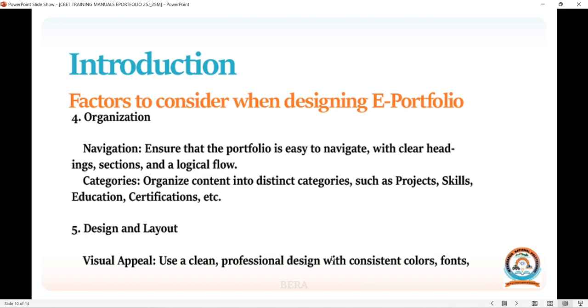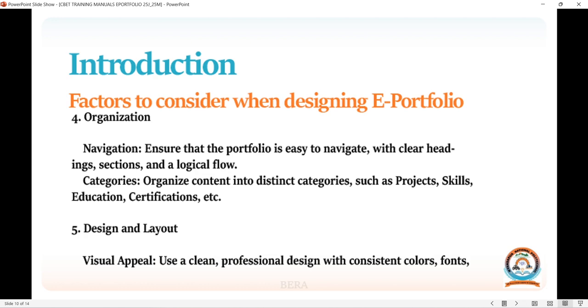And then how are you supposed to organize? What factors are you supposed to consider when you organize your e-portfolio? Organization is another factor. So navigation: your e-portfolio should be easily navigated around. Ensure that the portfolio is easy to navigate with clear headings, sections, and logical flow. Then categories: organize content into distinct categories such as projects, skills, education, certifications, etc. And that's why we will say we are going to categorize based on basic unit, common unit, or core unit.